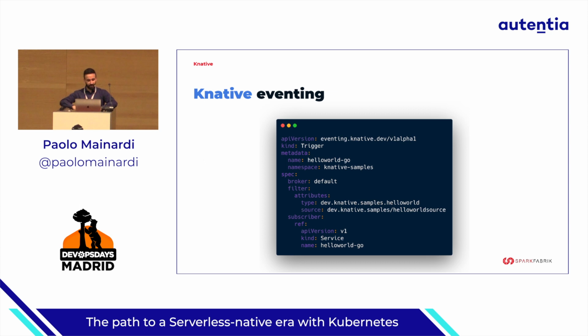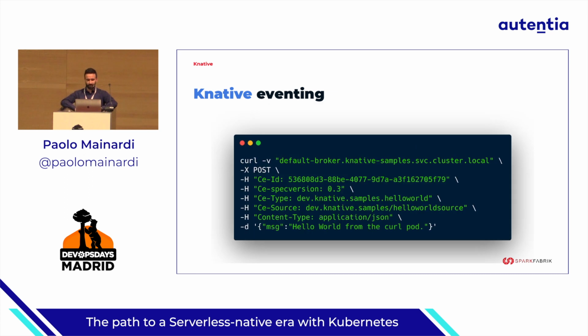Basically, we are just saying that for a message coming in, as you can see in the filter part, the message that has these two attributes, the type and source, we want to subscribe to it, we want to send it to our service called Hello World Go. We are just instructing the broker to filter the message using that pattern and send it to the service we defined. As you can see, it's just an HTTP message to the broker with some standard CloudEvents headers, and the content of the message that we want to send to the service.